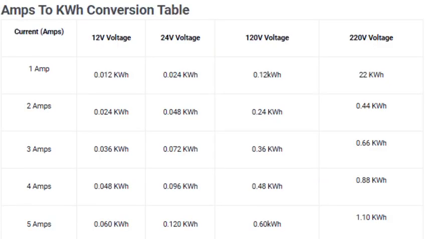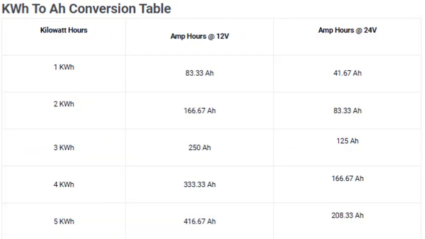Moving on to ampere-hours to kilowatt-hours conversion. This means that a battery can provide 1.2 kilowatt-hours of energy when fully discharged. We can also look at the conversions at different voltages. Now let's talk about the kilowatt-hour to ampere-hour conversion. Converting kilowatt-hours to ampere-hours is useful when estimating the battery capacity.